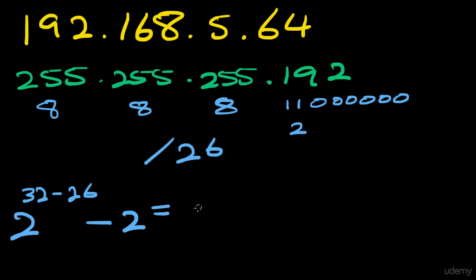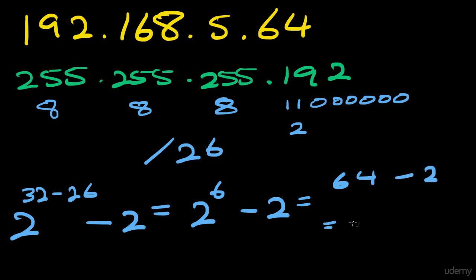This therefore simplifies to 2 to the power of 6 minus 2. 2 to the power of 6 is 64, minus 2 is therefore 62. We will have 62 IP addresses if we use this subnet mask of 255.255.255.192.